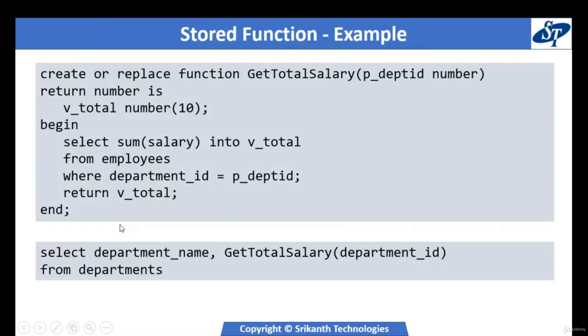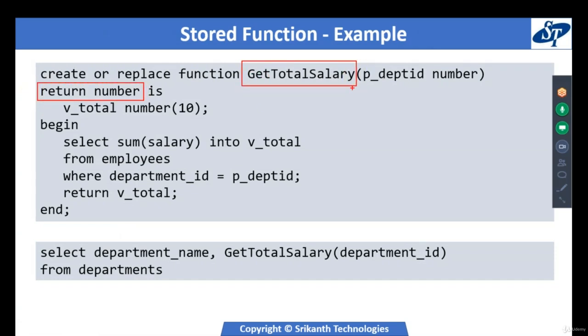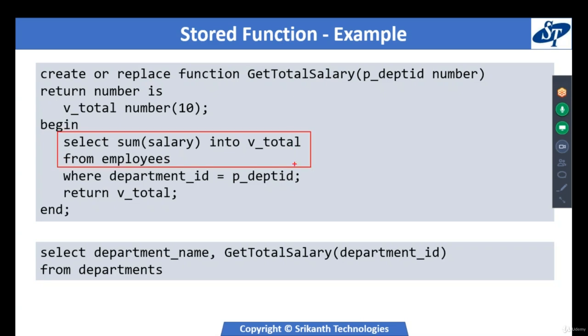So let us see an example. This is a function that is going to return a number. That's what we mentioned here. We mentioned that it returns a number. And the name of the function is get total salary, and it is taking department ID. And this is where we calculate the sum and we put it into variable, and this is where we are going to return the value. That's it. So one new thing is you mention the return type and then you return the value.